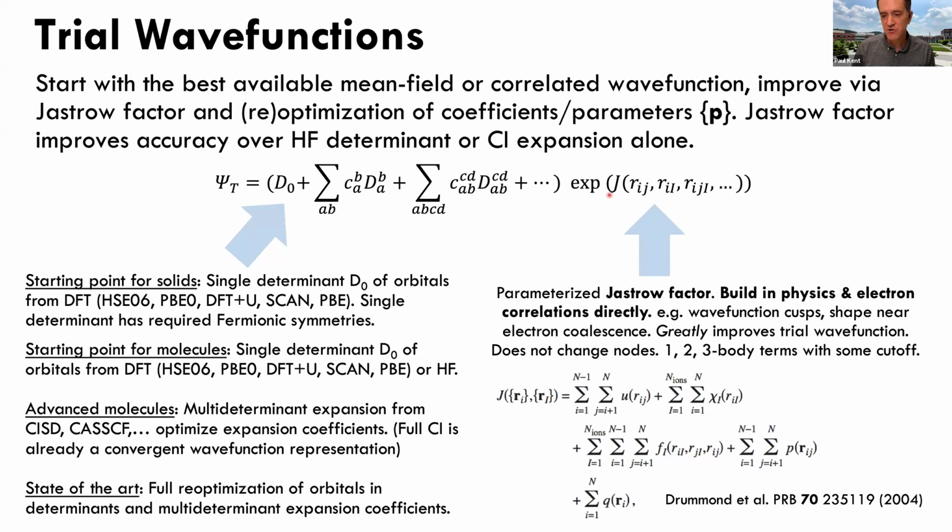What else is in this Jastrow factor? Well, normally there's some one-body terms, so electron-ion terms, two-body terms, so electron-electron terms, and maybe some more involved terms involving multiple ions and electrons. And these are going to be parameterized in terms of a number of coefficients, and we're going to optimize those to find the best possible choice.